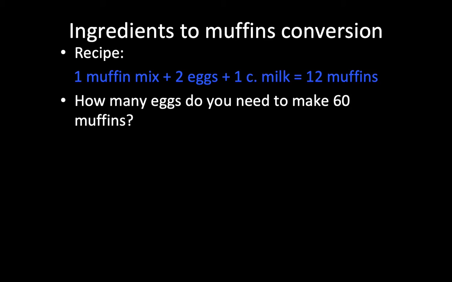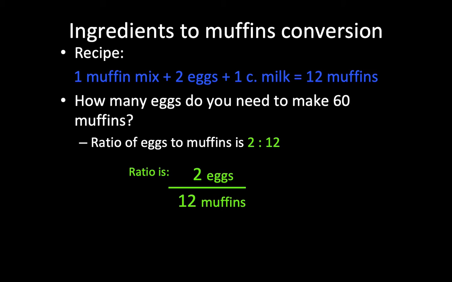Going back to our muffin mix analogy, if our question asks, how many eggs do you need to make 60 muffins? So we know that we're going to connect those two pieces, the eggs and the muffin. So first thing we do is we find our ratio. And our ratio of eggs to muffins would be 2 to 12, because we look at the coefficients and those are the numbers that we get. So when we put it into our ratio, it said how many eggs do you need? So eggs is what we were looking for, so we put that on top and we put muffins on the bottom. So our ratio is 2 eggs makes 12 muffins, 2 eggs to 12 muffins.